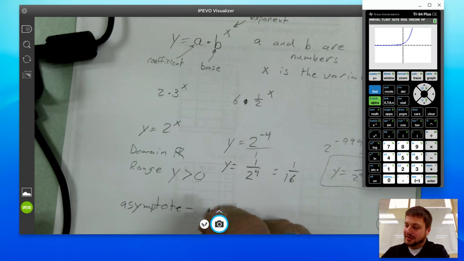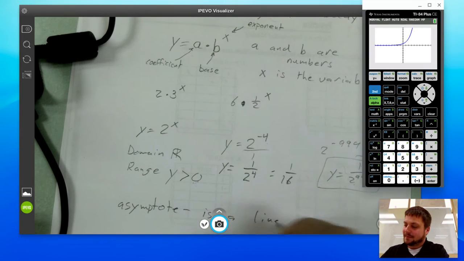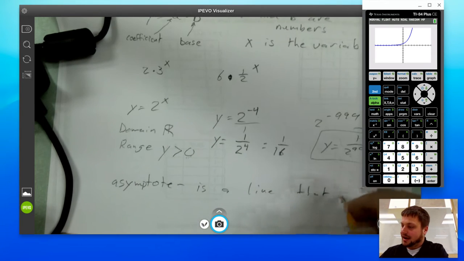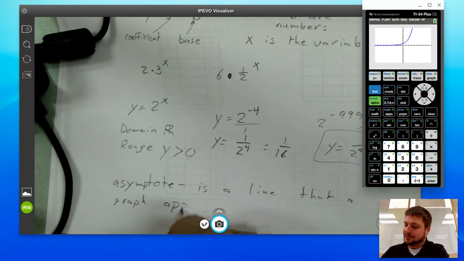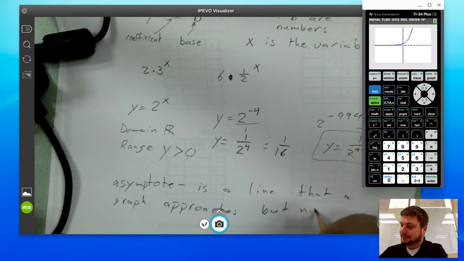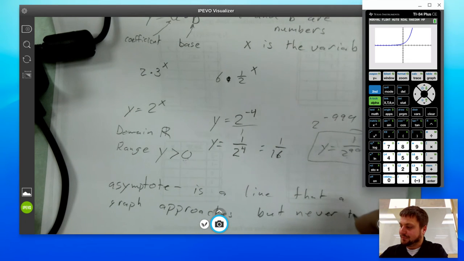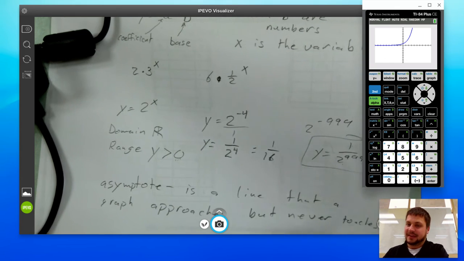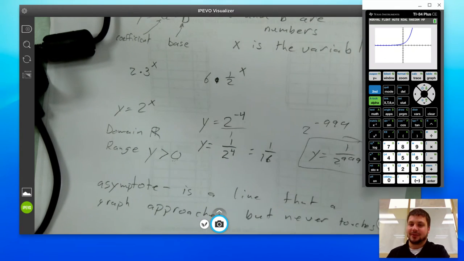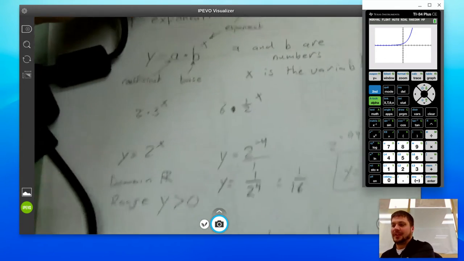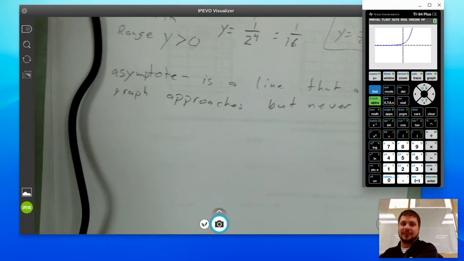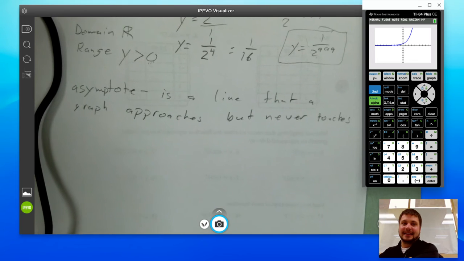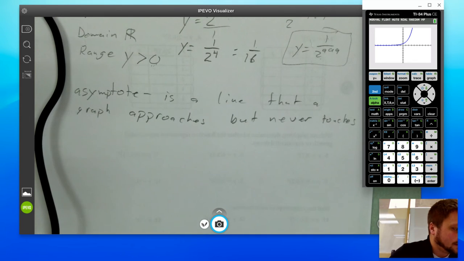Okay, an asymptote is a line that a graph approaches but never touches, because it can't actually ever get to that number. Just like in this example, we're never actually being able to get to zero. We can get to be the smallest number of all time, but we can't get to zero, okay?